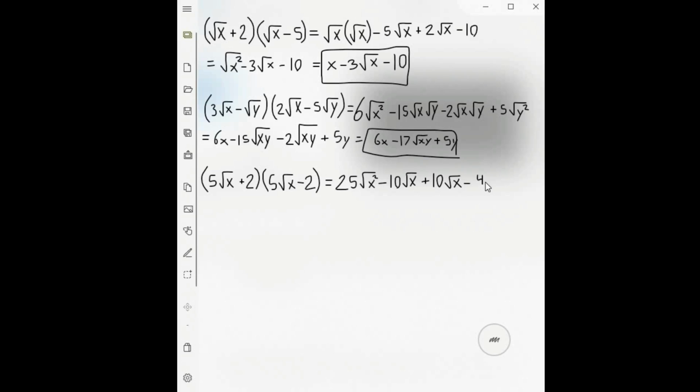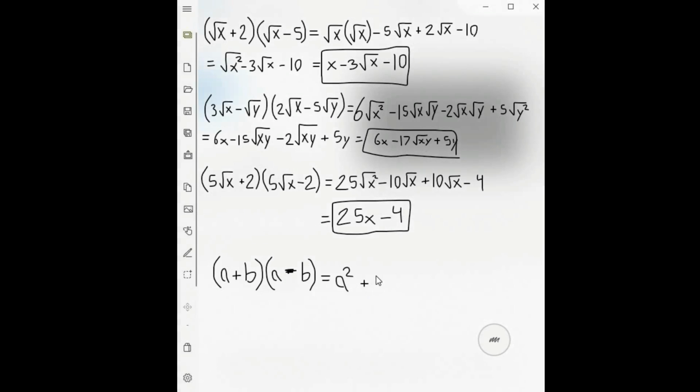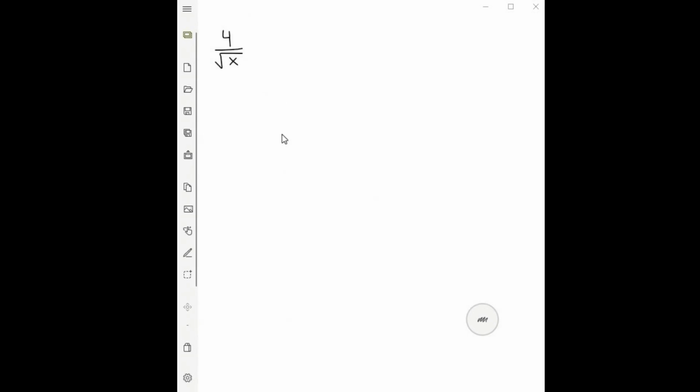Feel free to pause at any point to really verify what's going on. So the x squared will be outside of its square root sign, and we're just left with this, because when we combine the like terms, the tens sort of cancel themselves out. Now, this is a quick way of getting answers. If you see something that looks like a plus b times a minus b, or a plus b times a plus b, you'll end up with solutions like this pretty much every single time. So just try to remember these or write these down. They become very intuitive after a while.